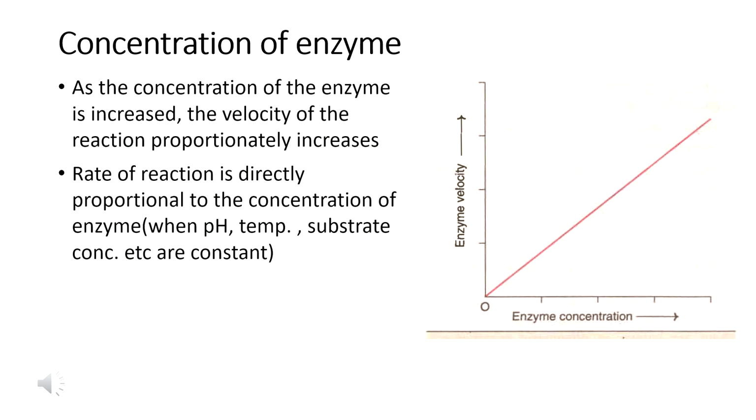So the first factor, that is concentration of enzyme. As the concentration of enzyme is increased, the velocity of the reaction, or speed of the reaction, also increases. So it is directly proportional to the activity of the enzyme. The rate of reaction is directly proportional to the concentration of enzyme when the pH, temperature, and substrate concentration are constant. So when we plot a graph between enzyme concentration and enzyme velocity, we will get a straight line graph.